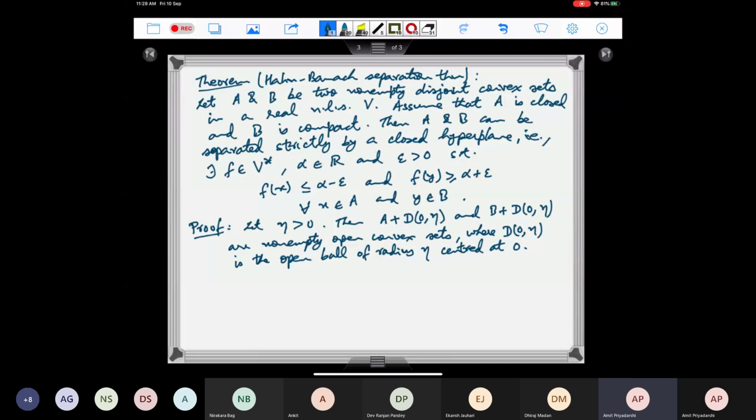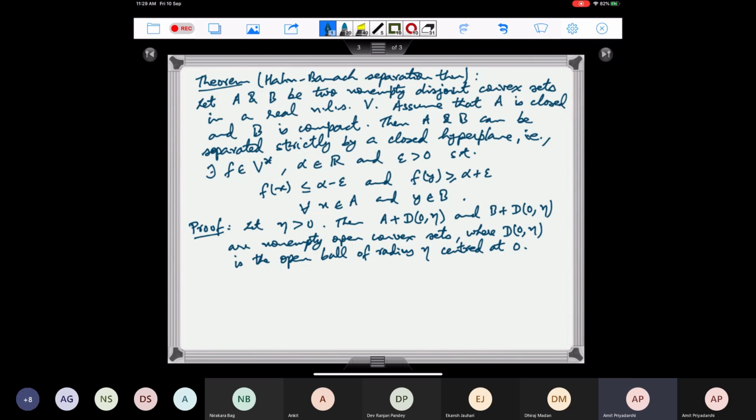So now if we can have that these sets are also disjoint, see, they will not be disjoint for any eta, right? We are only given that A and B are disjoint. So if we can make these disjoint, then we can use the previous theorem and get some alpha such that fx is less than or equal to alpha and fy is bigger than or equal to alpha for all x in this set and y in this set.